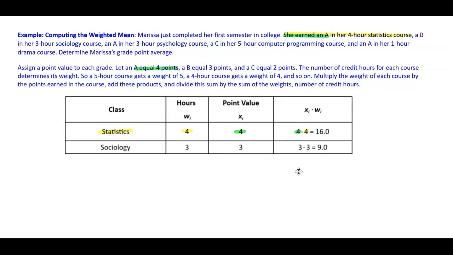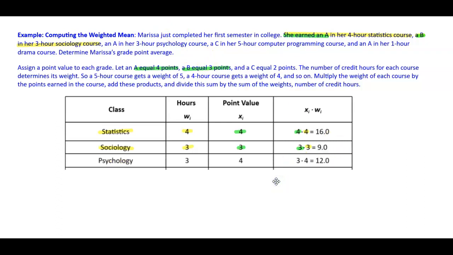Next, the class is sociology. She earned a B in her 3-hour sociology course. What is the weighted hour for the sociology course? We know it's 3. And what else do we know? That she earned a B in the course. Remember, a B represents 3 points. So we take that 3 and multiply it by the hours. 3 times 3 gives us 9.